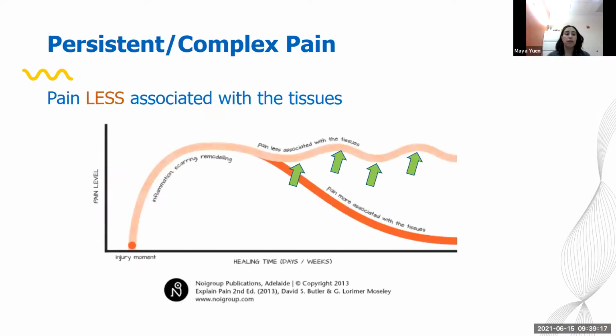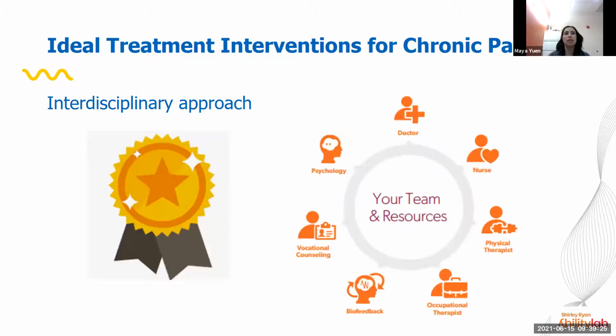So, if your patient has more persistent or complex pain, or pain that's less associated with the tissues, then as we discussed, the ideal treatment intervention is going to be an interdisciplinary approach, right? It's widely considered the gold standard. This will be the best recommendation that you can make for your clients if the resources are available. But in the absence of this option, it's helpful to understand the components that are important in providing effective care.